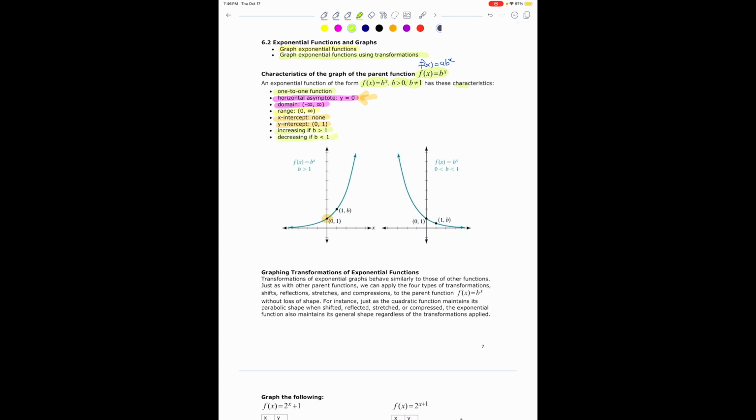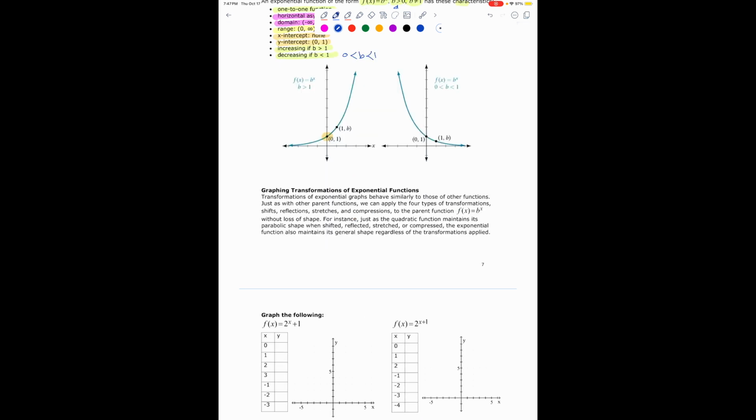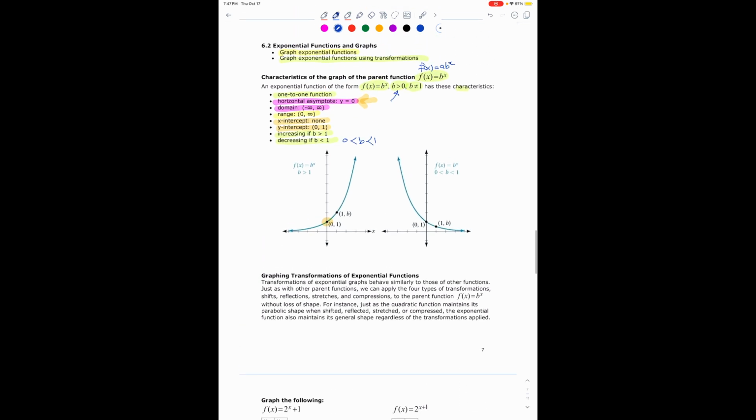So it is decreasing if b is less than 1, and I have to be strict here and include also b is greater than 0 and less than 1, although it is given in the original description, but I have to reiterate. So these are the basic characteristics of the parent function, which is f of x equals b to the x power.